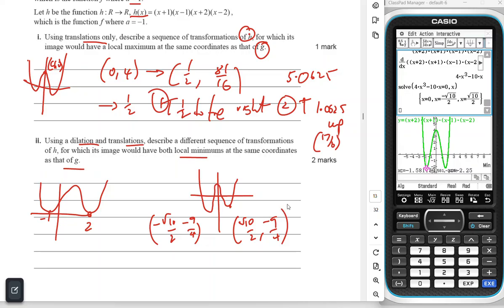So I've got to do dilations and translations. Okay, and I've got to take H to G. So I've got to take this one and make it this. Okay, so at the moment, to do the dilations, I wish to dilate this in, because at the moment we're going from minus root 10 on 2 to, so we're going across a total distance of root 10, and I want to go a total distance of 3, and 3 squared is 9, so root 10 is bigger than 9, so I need to dilate.